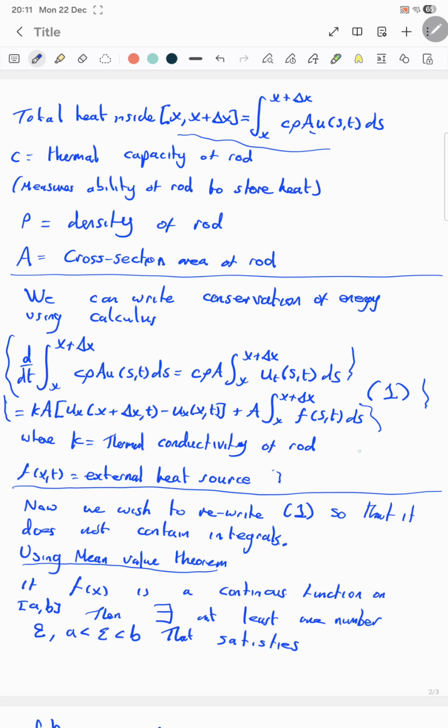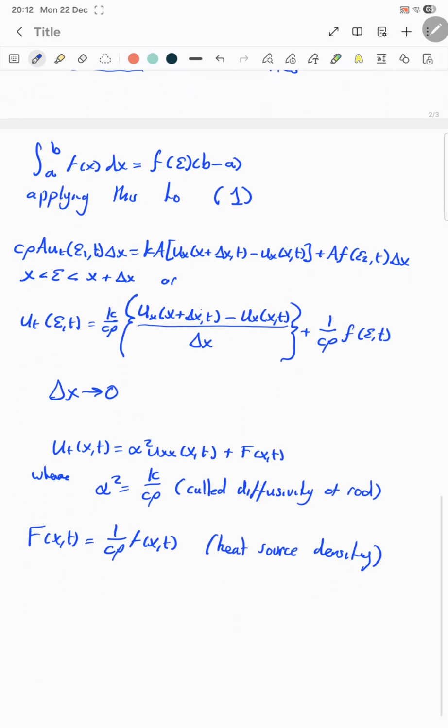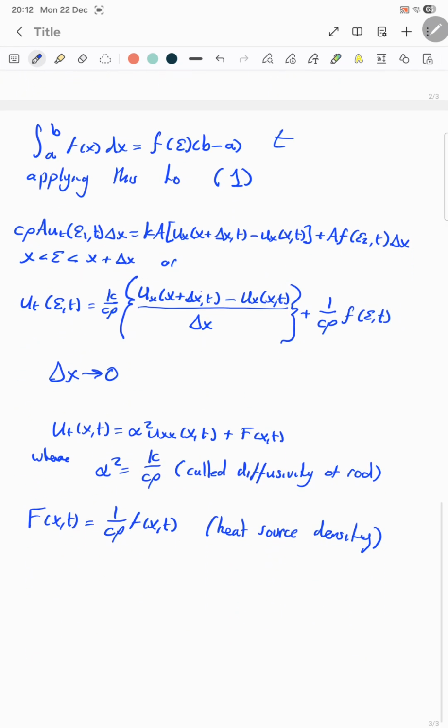Now we wish to rewrite this equation 1 so that it does not contain integrals. So for this we can use the mean value theorem from basic calculus. If f of x is a continuous function in interval a and b, then there exists at least one number, epsilon, such that epsilon is bounded between a and b, and that satisfies this here from the mean value theorem. And applying this to equation 1, we arrive at this.